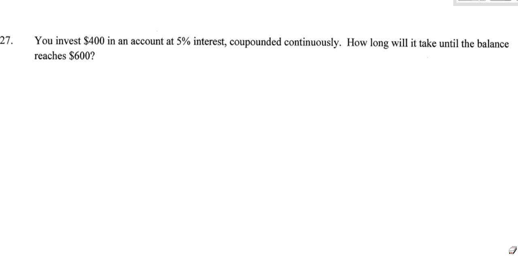So all the word problems will be on the calculator portion of the test. When you do these interest word problems, I always suggest that you just start with writing all the letters in the formulas. A-P-R-N-T.